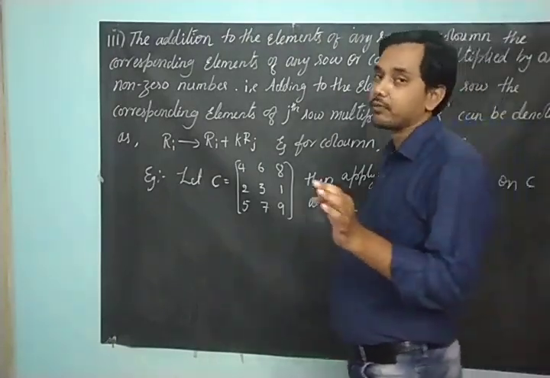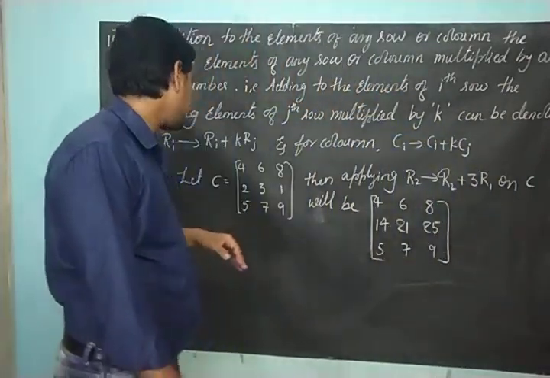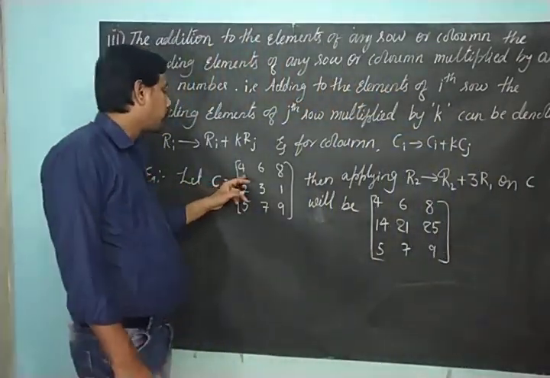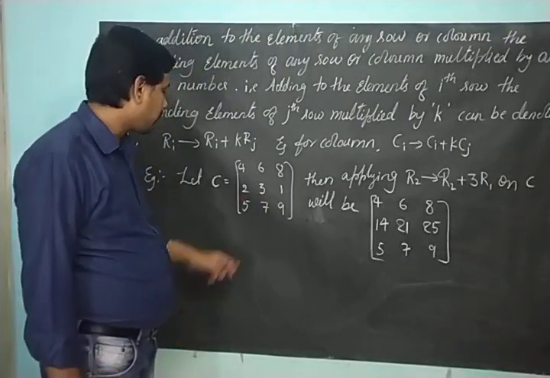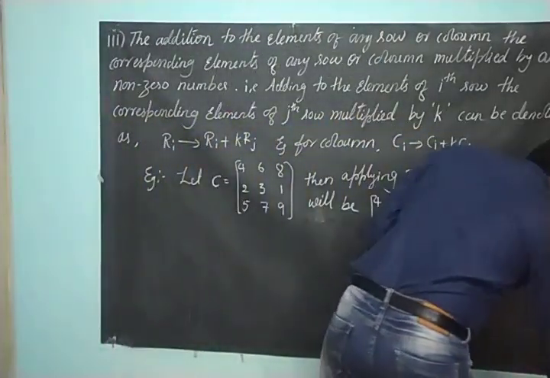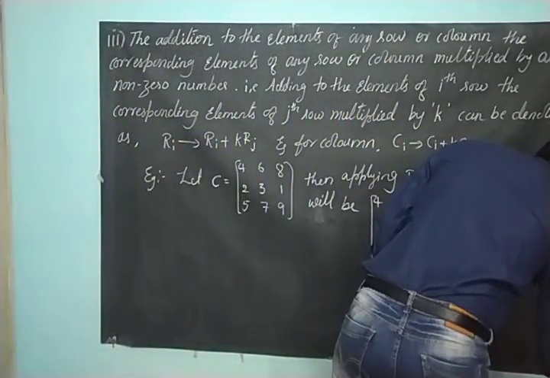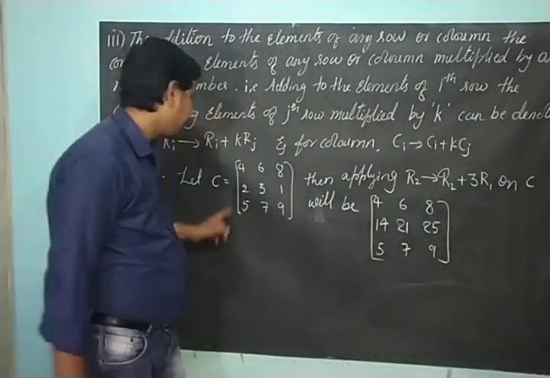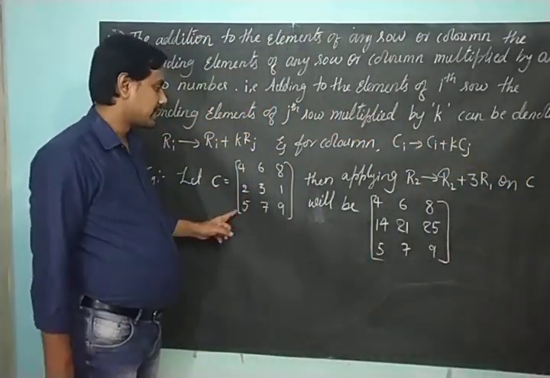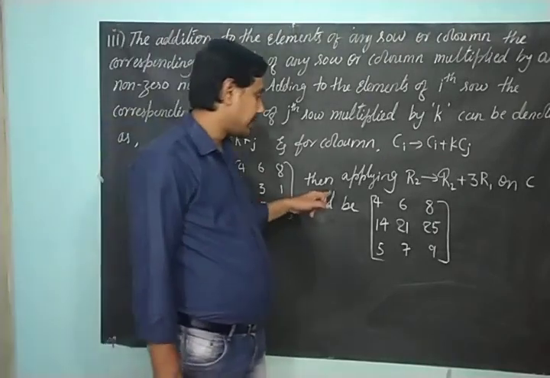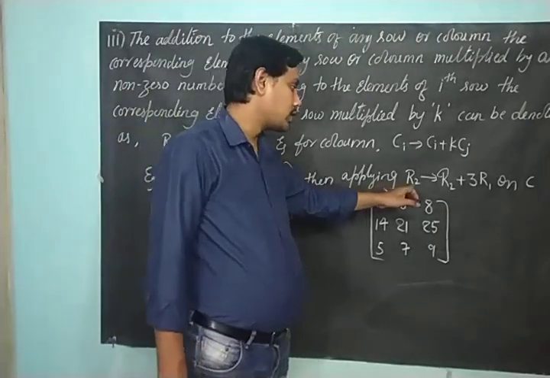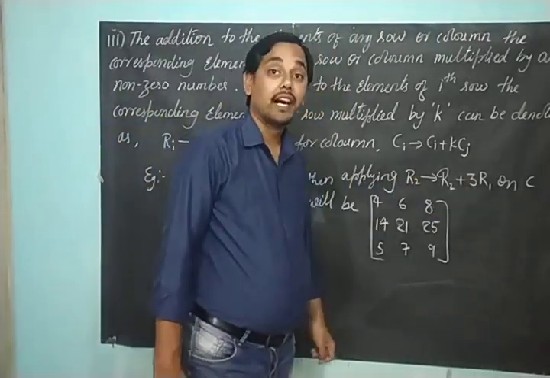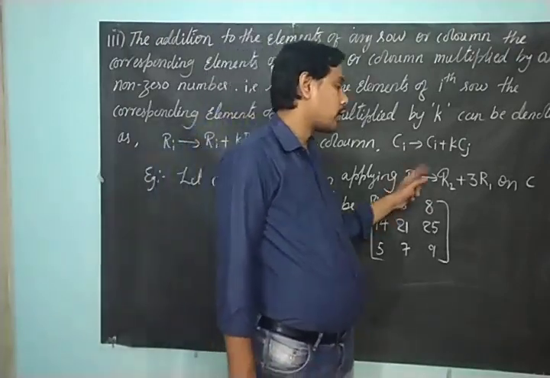Let us understand this clearly by a simple example. Let A be equal to the matrix with rows 4, 6, 8; 2, 3, 1; and 5, 7, 9. What is the operation I am applying here? Applying R2 changes to R2 plus 3 R1. R2 changes to R2 plus 3 R1.